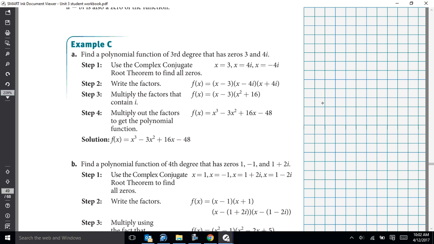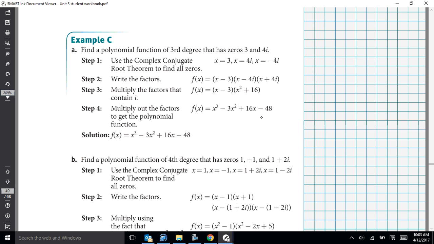So now we have our 3 roots. They're equal to 0, so I'm putting them in parentheses. We have x minus 3, x minus 4i, x plus 4i. Then we are multiplying our binomials together. So x minus 4i times x plus 4i is x squared plus 16. And we multiply that by x minus 3. It gives us this. So this polynomial here has a degree of 3, and it has the roots at 3, 4i, and negative 4i.